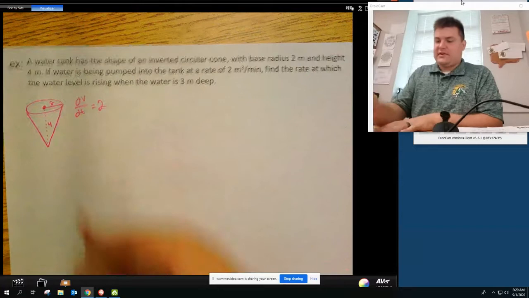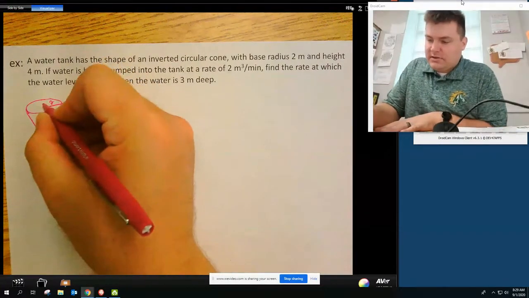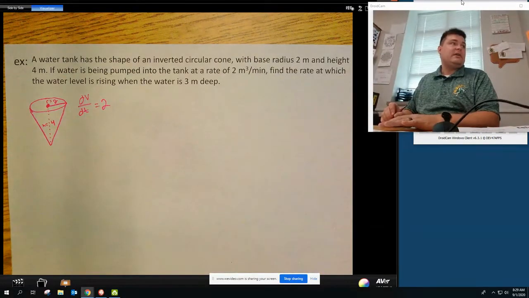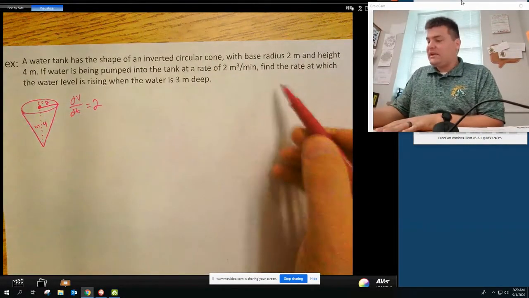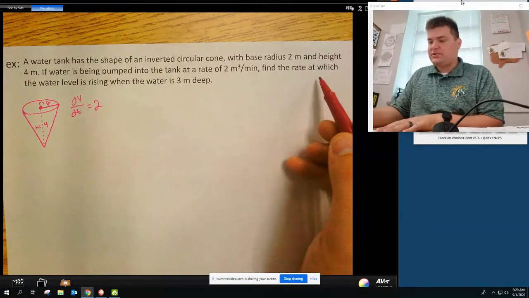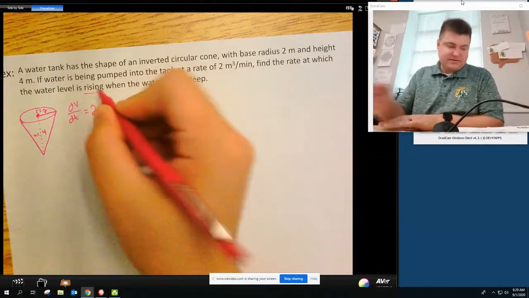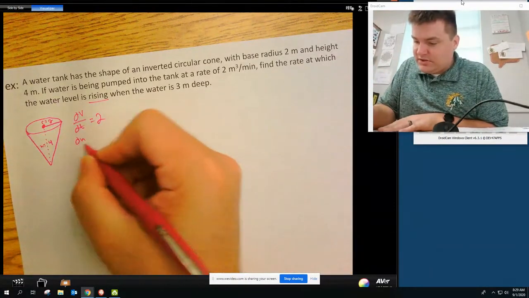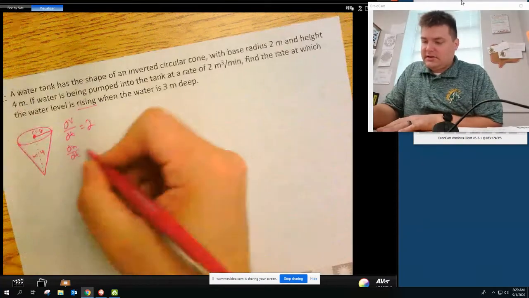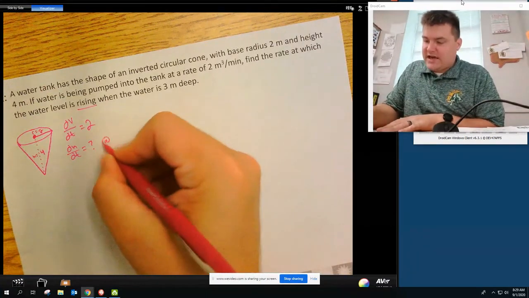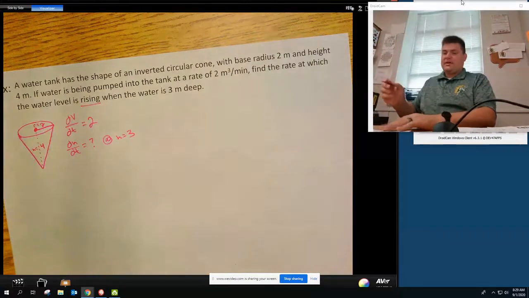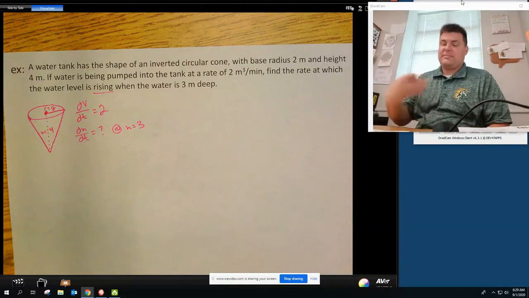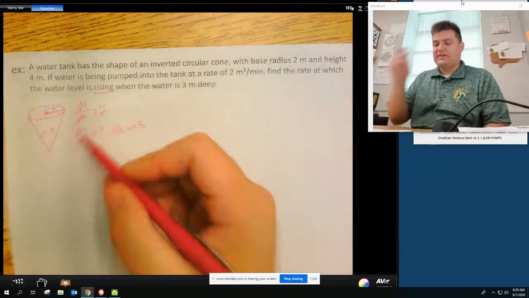All right, so I have R, I have H. Put an R equals, and then H equals, just so we have it. And we need to find the rate at which the water level is rising. So rising is going to be an H. So I need dH/dt equals what? And this is at H equals 3. And this is all my givens. I just did steps 1 through 3. Drew a picture, stated my givens, and what I'm trying to find. I am trying to find dH/dt.